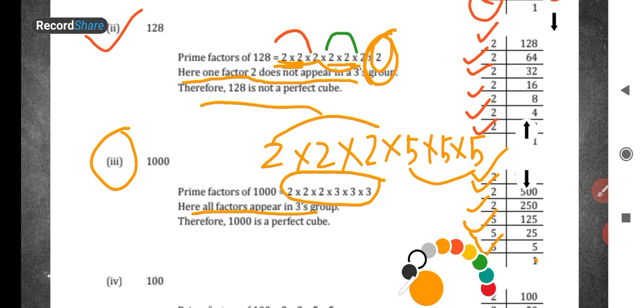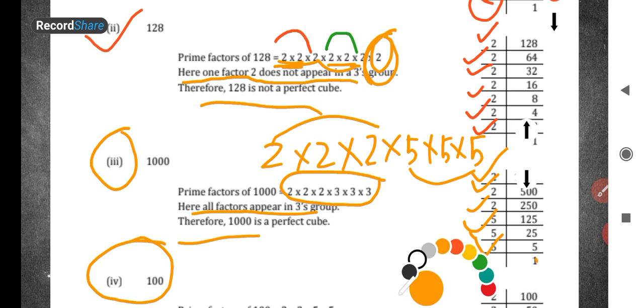And 2 and 5 factor are appearing how many times? 3 groups mean 3 times, isn't it? So therefore 1000 is a perfect cube. 1000 is now what? Perfect cube. In the same way you will find for question number 4 and the other remaining questions. Only question number 4 and 5 is left, so 4 and 5 will be your homework.